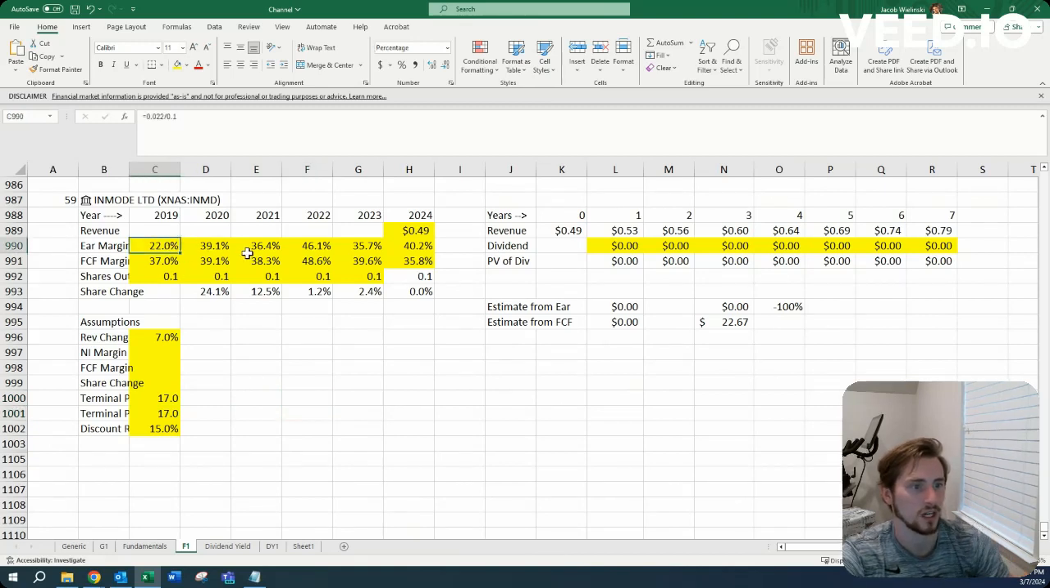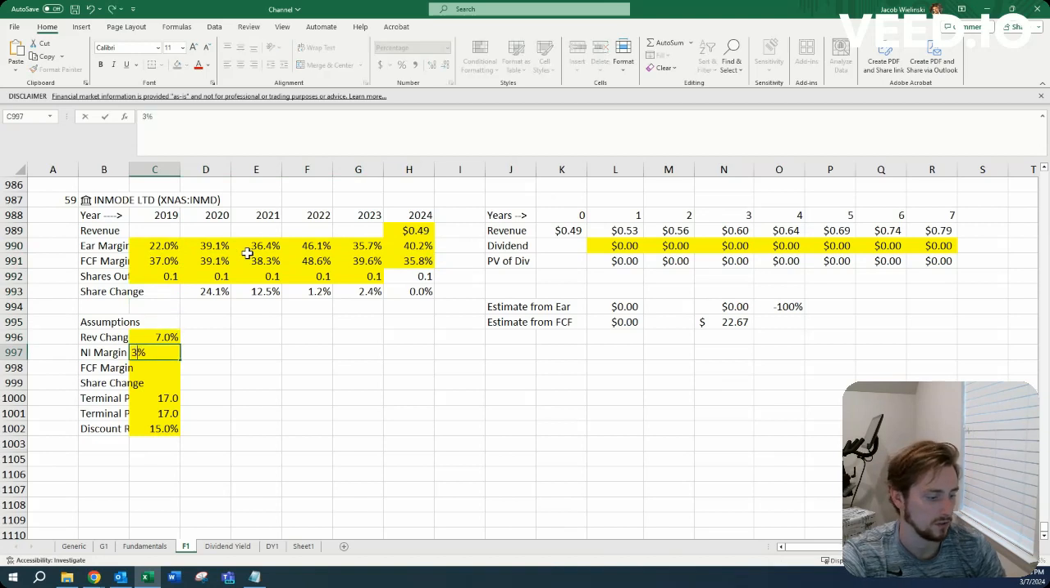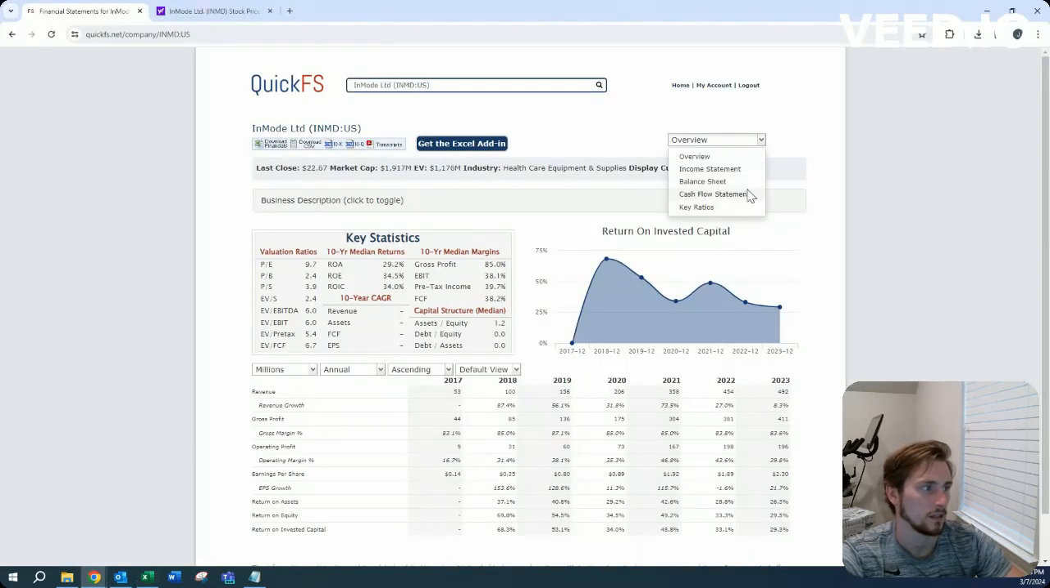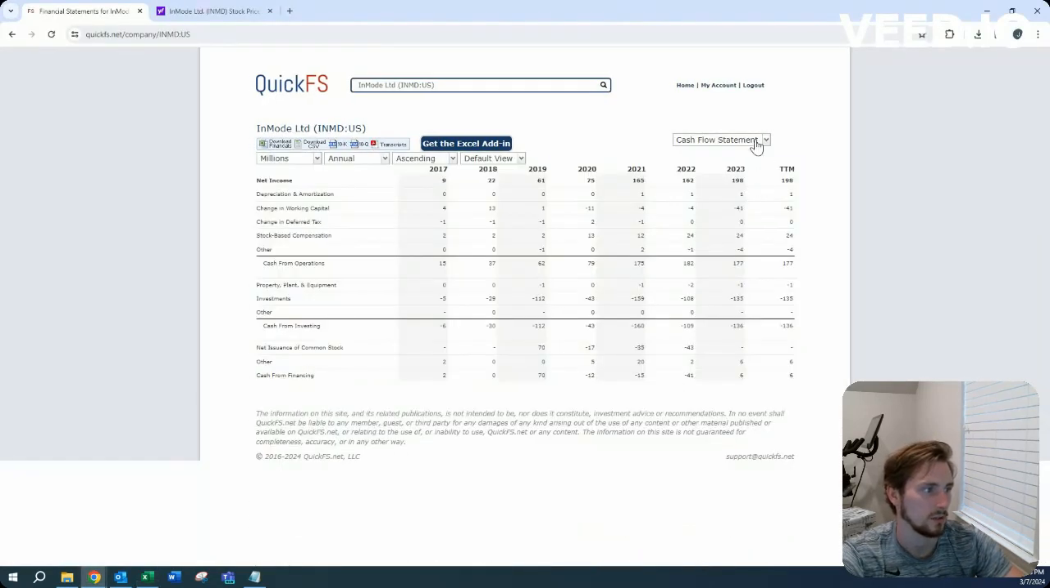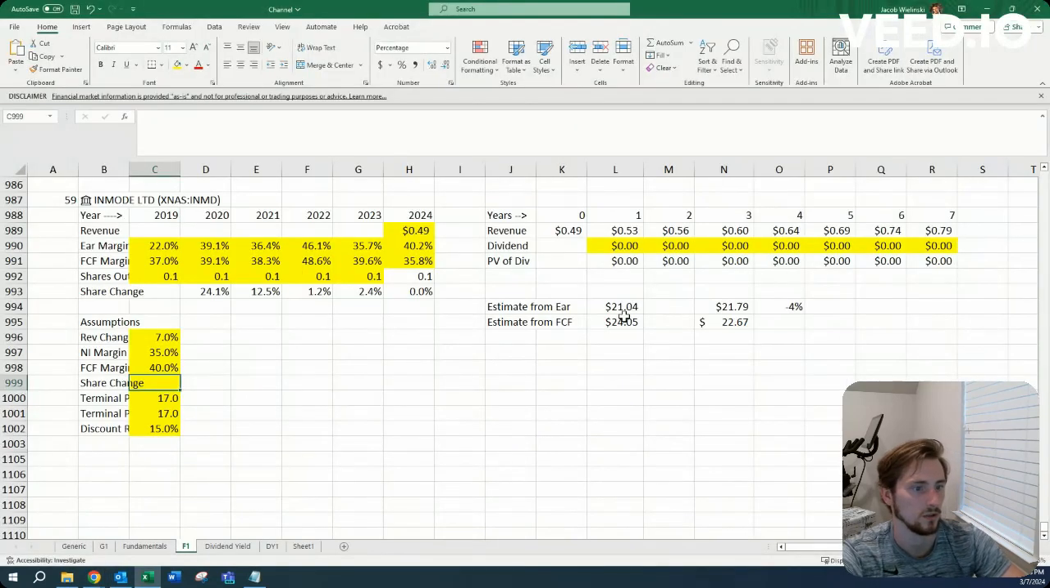And then on the margin side, let's go pretty close to averages here. Maybe let's do 35, 40. And then on the share change side, stock-based compensation should not be outdoing it that much. So let's do a 1% increase in shares. Yeah, I mean, it's close.